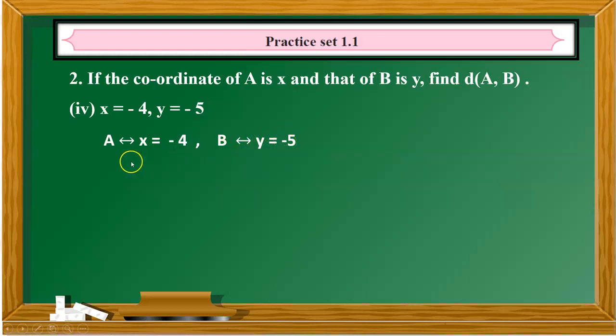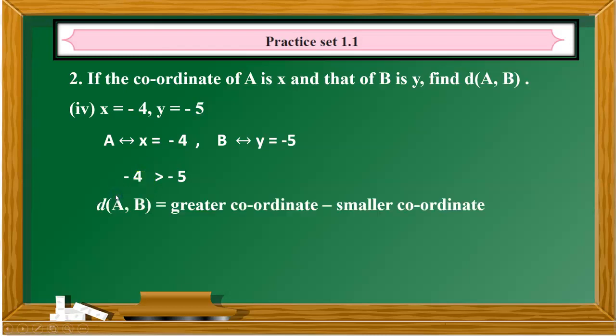Again, what is the next step? To find the greater coordinate. So out of these two, which is greater? Minus 4 is greater than minus 5. Then how do we find the distance? Formula, greater coordinate minus smaller coordinate. We substitute. Open the brackets. Minus 4 plus 5 is equal to 1 unit.